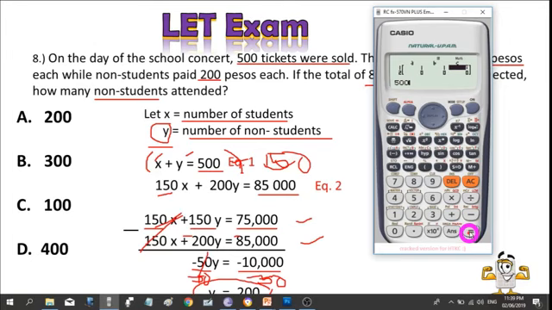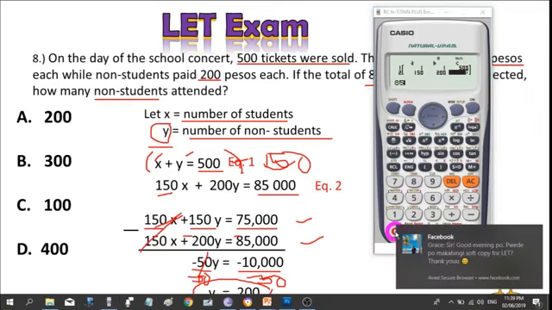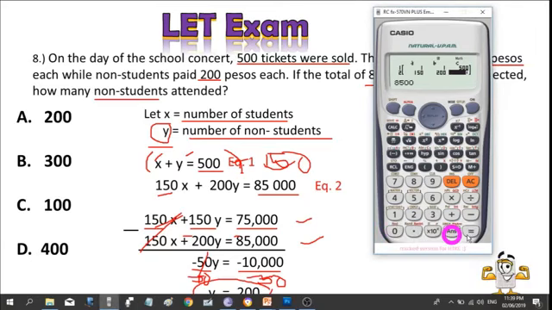So, equation 2 naman is 150 yung x, yung y is 200, tsaka yung c is 85,000. So, equals. And then, equals. So, yung x natin, which is the students, is 300. And the y, the non-students, is 200. So, the same answer. So, letter A.